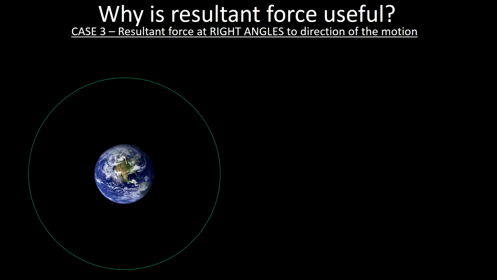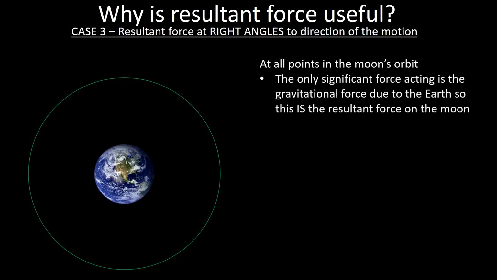So, I've got a picture of the Earth in the middle there. I'm going to put the moon around the outside. I realise the pictures aren't correct because the Earth is oriented incorrectly, and the picture of the moon I'm going to use is what it would look like from Earth, but bear with me for artistic license. Okay, so at all points in the moon's orbit, the only really significant force acting is the gravitational force due to Earth. So in that case, if there's only one force, then that force will be the resultant because there's no others to add in.